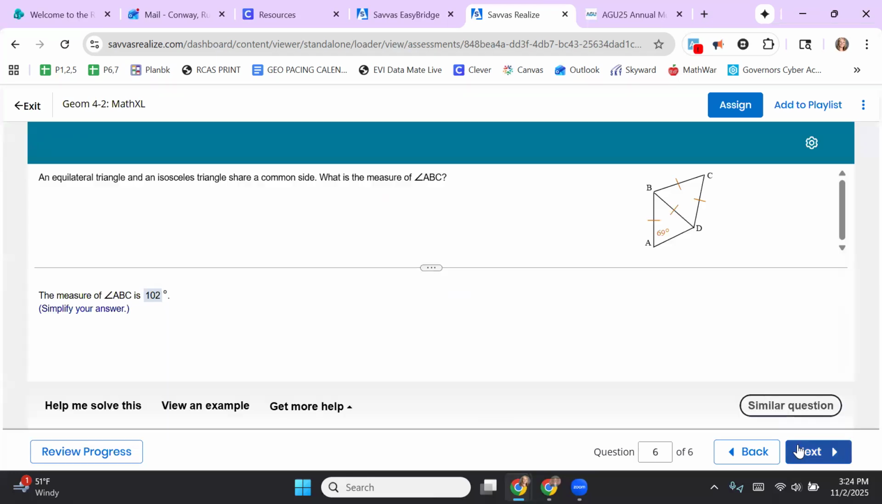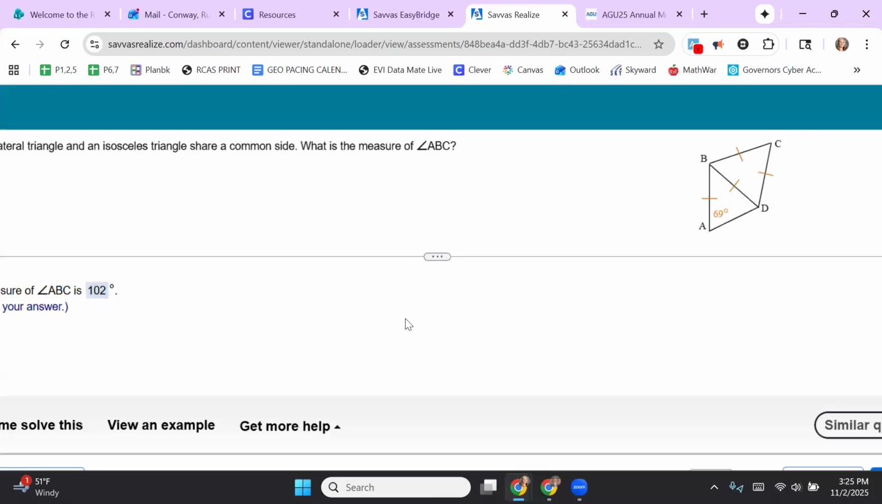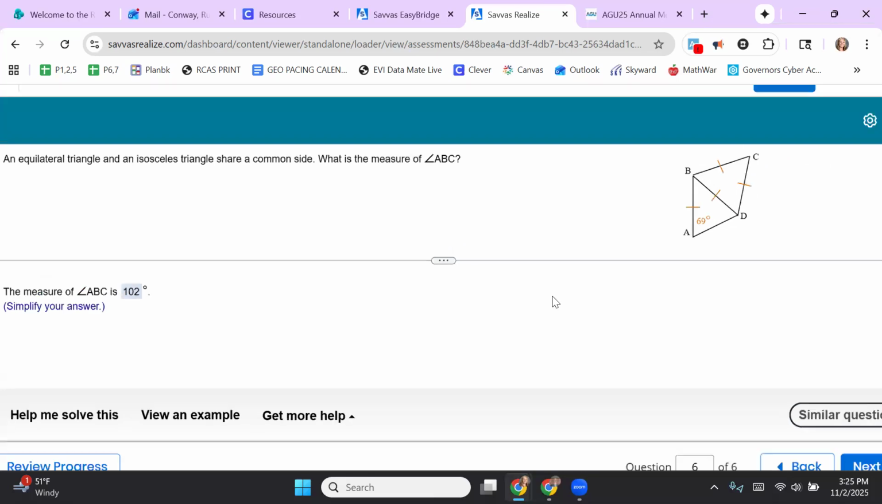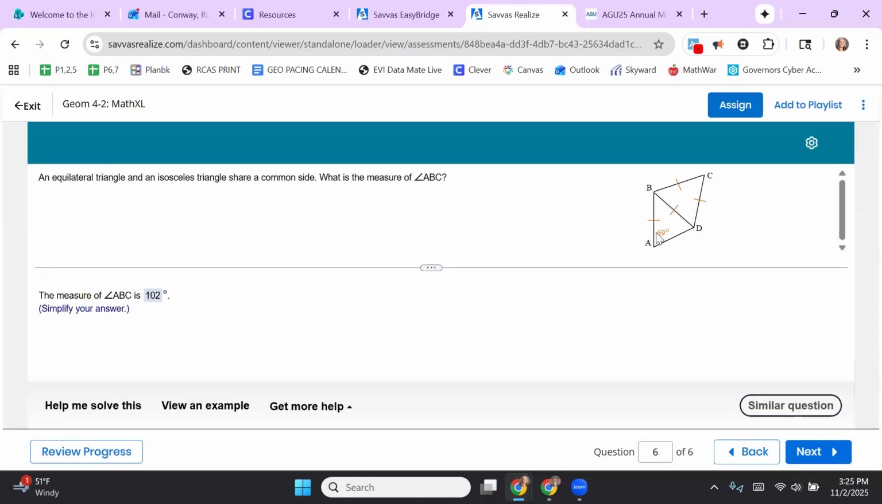And then number 6 isn't too bad at all. Again, just realizing this triangle is equilateral. So 60, 60, 60 is what I had there. And then I know that base angles on an isosceles triangle, which this lower triangle is, have to be equal. So angle A was 69, and the angle right down here, BDA, had to also be 69.